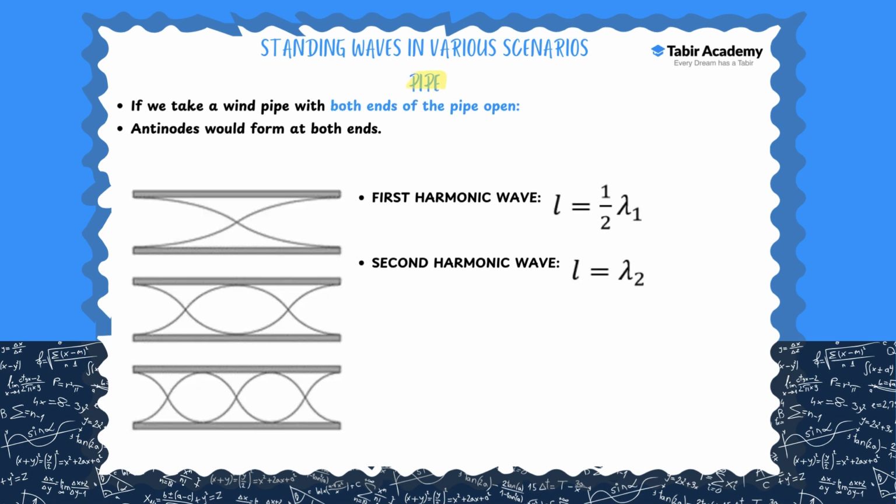Now, if we take an example of a pipe whose both ends are open, then antinodes would be formed at both ends. This shows that the air can move back and forth at both ends. In this case, the first harmonic wave would be half lambda 1, the second harmonic wave would be lambda 2, and so on.